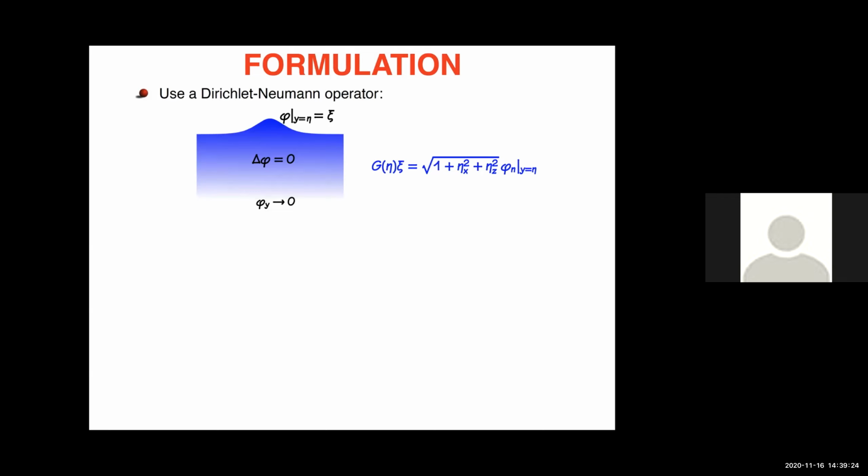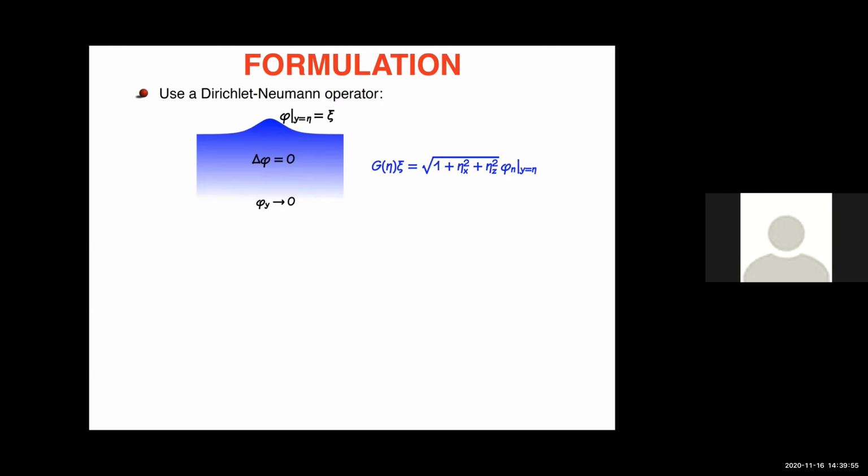Obviously, the operation depends on the free surface, or upon eta. So the notation here is G of eta of xi. And you can see that I also have a normalizing factor of the square root of 1 plus eta x squared plus eta y squared here. G depends non-linearly upon eta, but linearly upon xi. The normalizing factor isn't really necessary as part of the definition, but it makes some other calculations easier later.